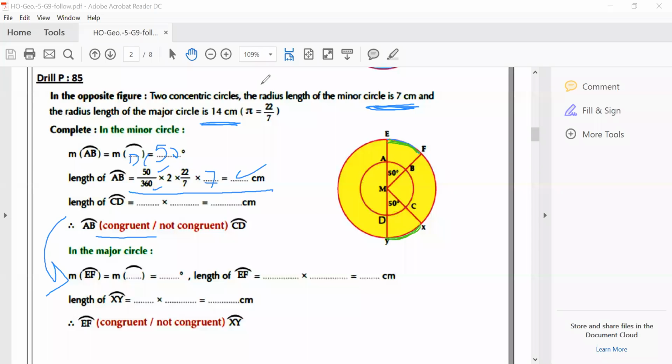50. Equal 50 also, because the central angle is the same. Although this is a small arc and this is a big one, the measures of the arcs are the same. The difference will be in the length of the arc. Of course, the length of AB will not be the length of EF because the radii of the two circles are different.